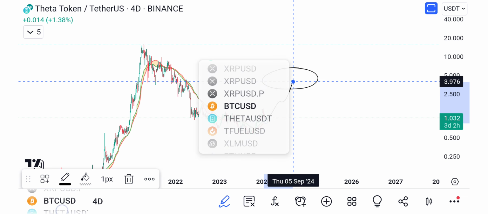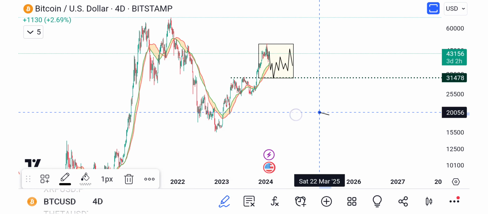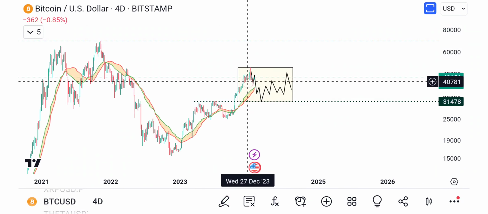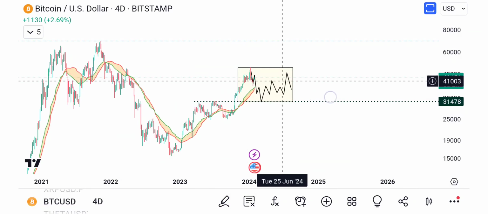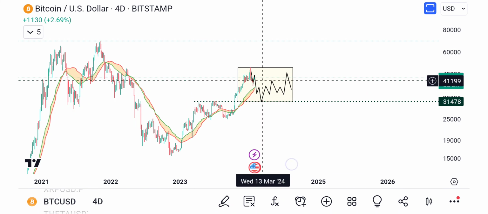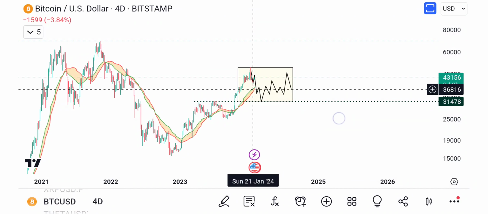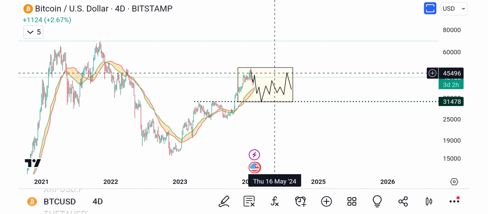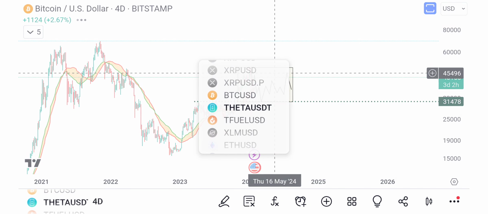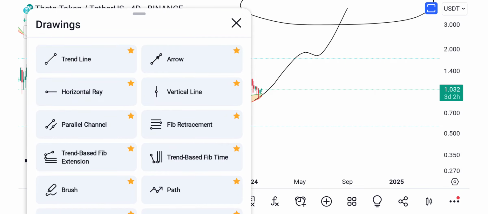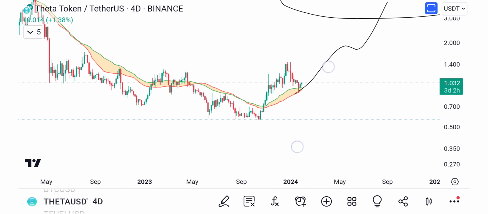Obviously, the better idea here would be that this is another accumulation range just like this, and we continue marching our way out. Or if this is a distribution range, we oscillate to the downside. We're going down, obviously. But when we oscillate back to the upside, that's when we can get these big moves. And I've talked about this before, right? Look at this. Look at Theta. I mean, just look at this.